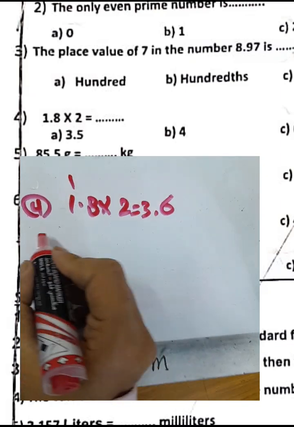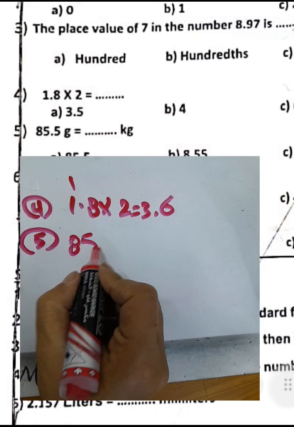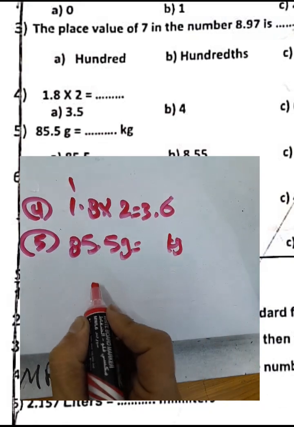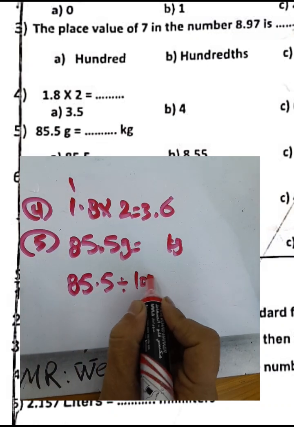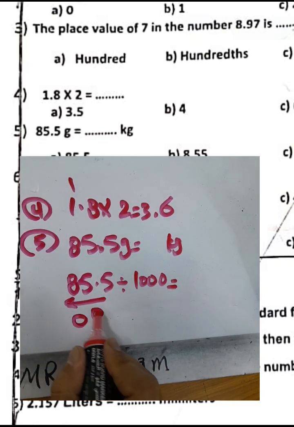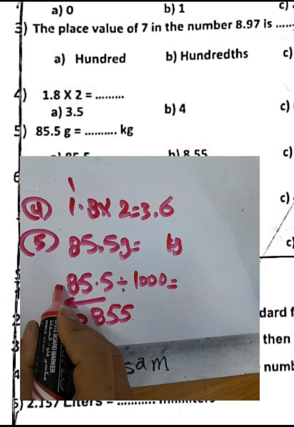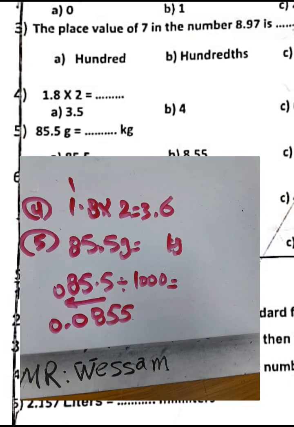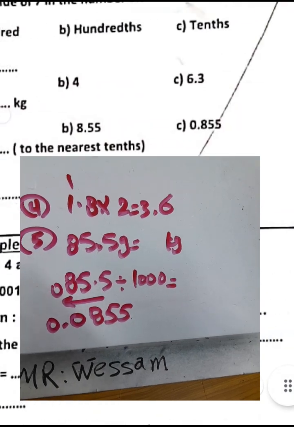Question 5. 85.5 grams to kilograms. We must divide by 1000. Move the point to the left by 3 places. Write 0, 0, 8, 5 point here and 5 again. Okay, you must put 0 here. Move the point left by 3 places. And the result will be 0.0855. Choose the last one, letter D.